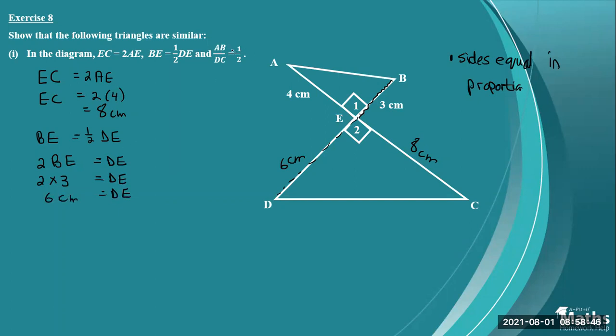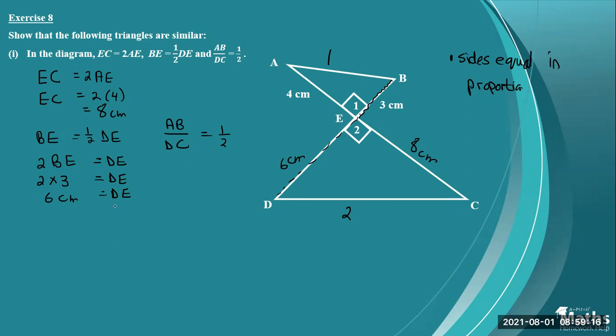For the last one, it says here that the ratio of AB over DC is 1/2. The ratio. They're not saying the centimeters, they say the ratio. So AB will be 1 and DC will be 2. So these are ratios. We can't say with certainty that it will be centimeters because they didn't specify centimeters there.